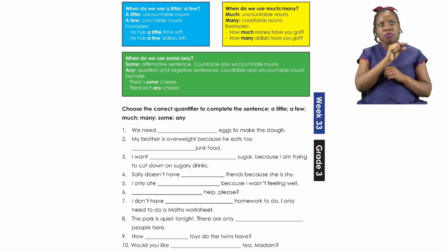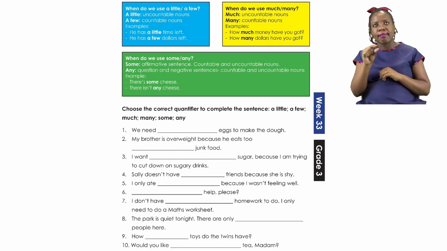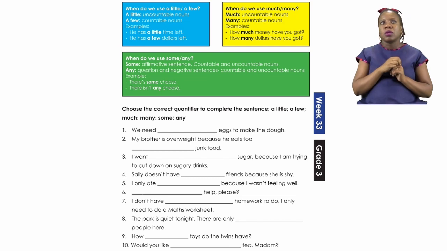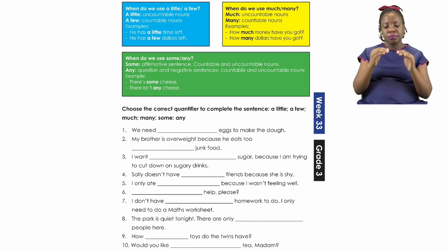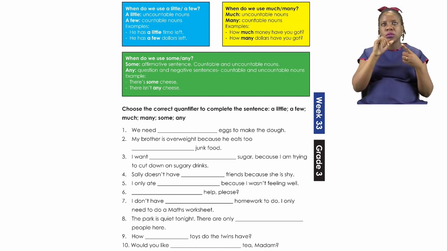So you can then say there is some cheese or there isn't any cheese, which is then a negative sentence, or it can also be used in a question. Now everyone, let's see what we have to do. It says there that you have to choose the correct quantifier to complete the sentence. So you have to use a little, a few, much, many, some, or any.